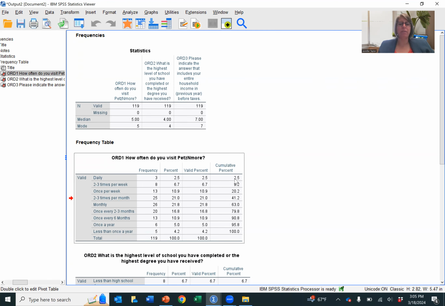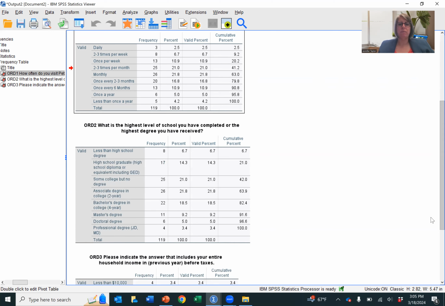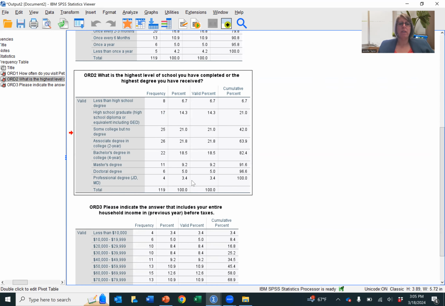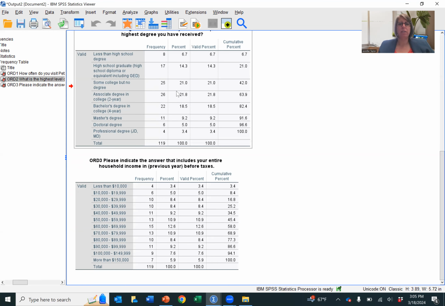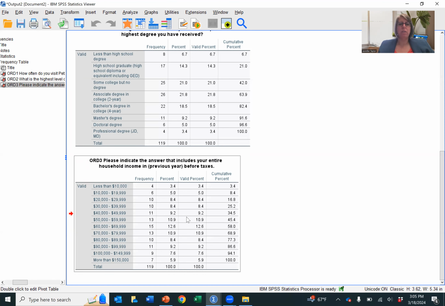Now, this cumulative percent, it just sums up the percentages until you get to 100. And so we have that for our 3. We have ORD2, we have that for that. And we can see that 21.8% of our sample has an associate's degree. We can look down here and we can see that the largest percentage of our population makes between 60 and 69,999. And so that is all you need to do to create the SPSS output.